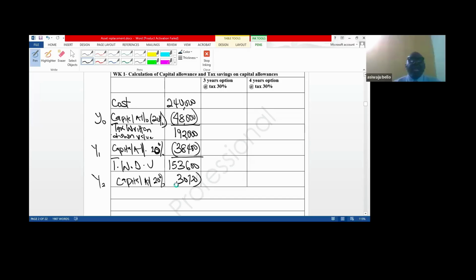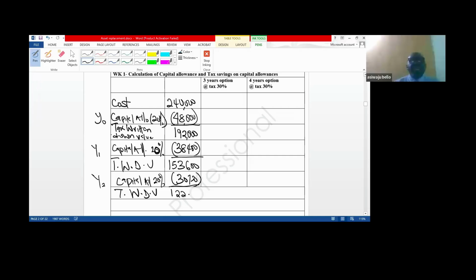The capital allowance is 30,720. Then get capital allowance for year 3. Get the tax written down value: 153,600 minus 30,720. That will give me 122,880. We now go to year 3.